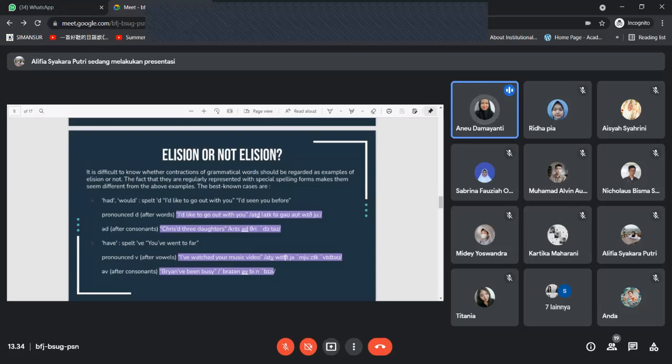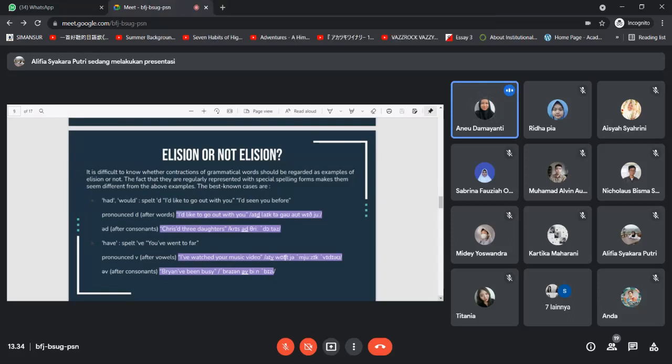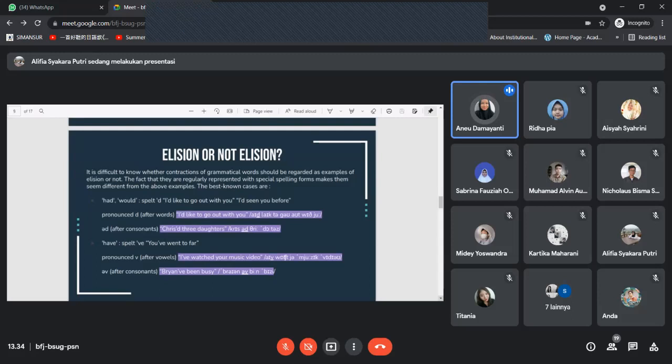And then the next example is have, and have is spelled v, like in the example you've went too far, yeah, we went too far. So there are two ways of pronouncing have. The first one is pronounced v after vowels, like I've watched your music video. Here's the transcription. I've watched your music video. And then the second way is of after consonants, like Brian have been busy.